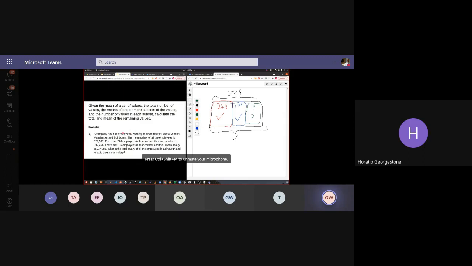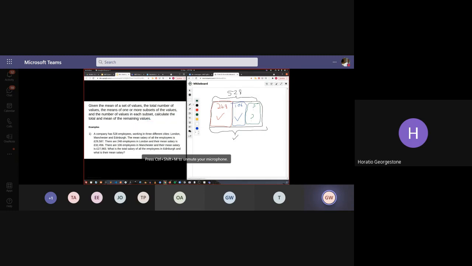So straight away we can notice that the mean for London is higher than the overall mean, and the mean for Manchester is a bit lower than the overall mean. That doesn't necessarily tell us too much about what Edinburgh would be in this case, because it could be either side of the overall mean. But if they were both above or both below, then you'd know that the missing one must be on the other side. Anyway, it's not too important.